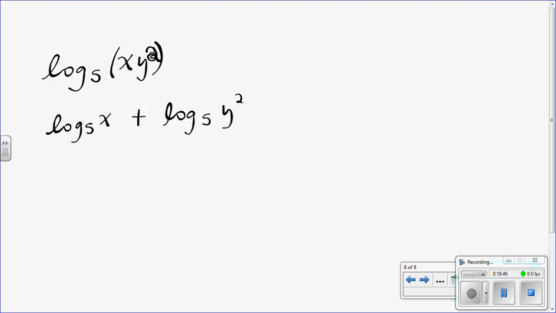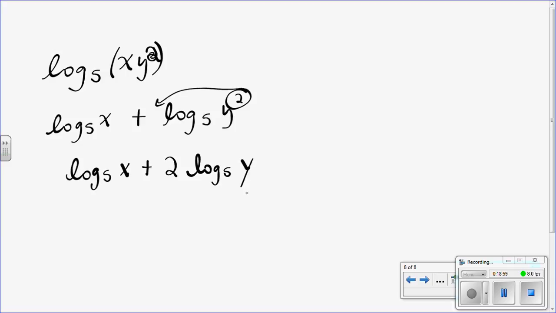This can go here. Log base 5 of x plus 2 log base 5 of y. Anything else that can be expanded on there? That's it. We're done.